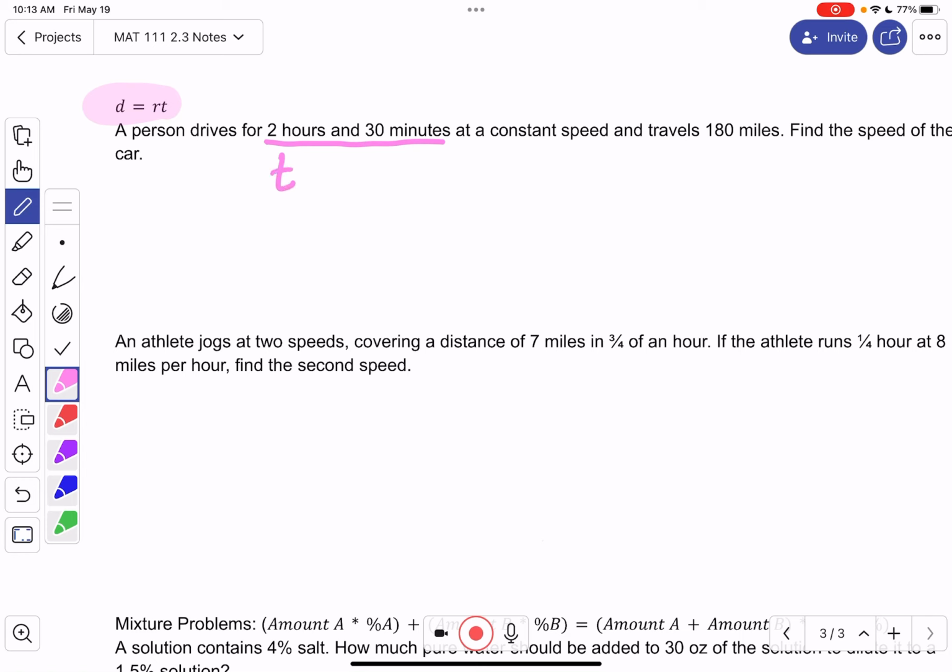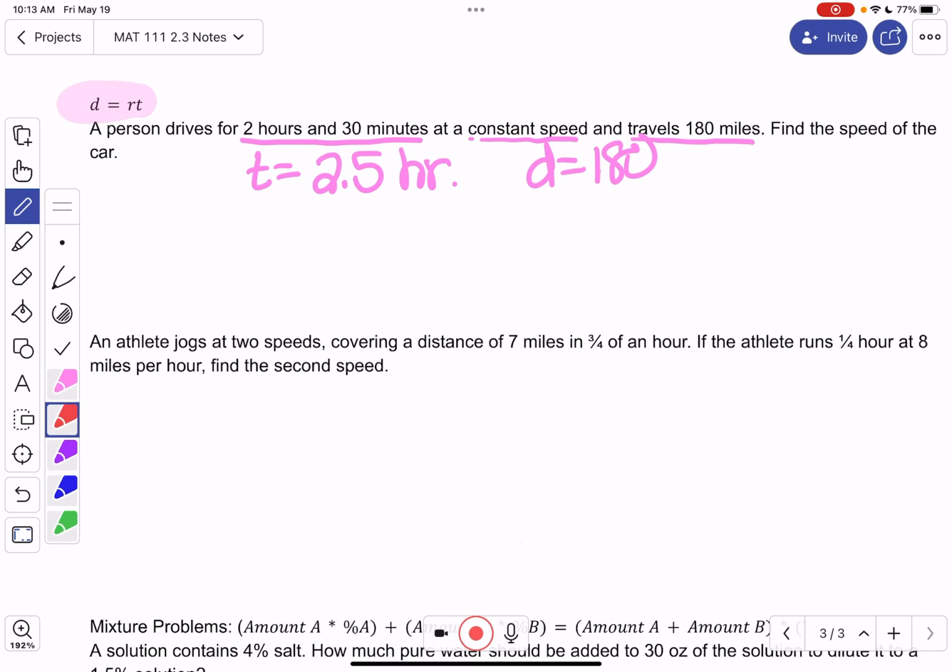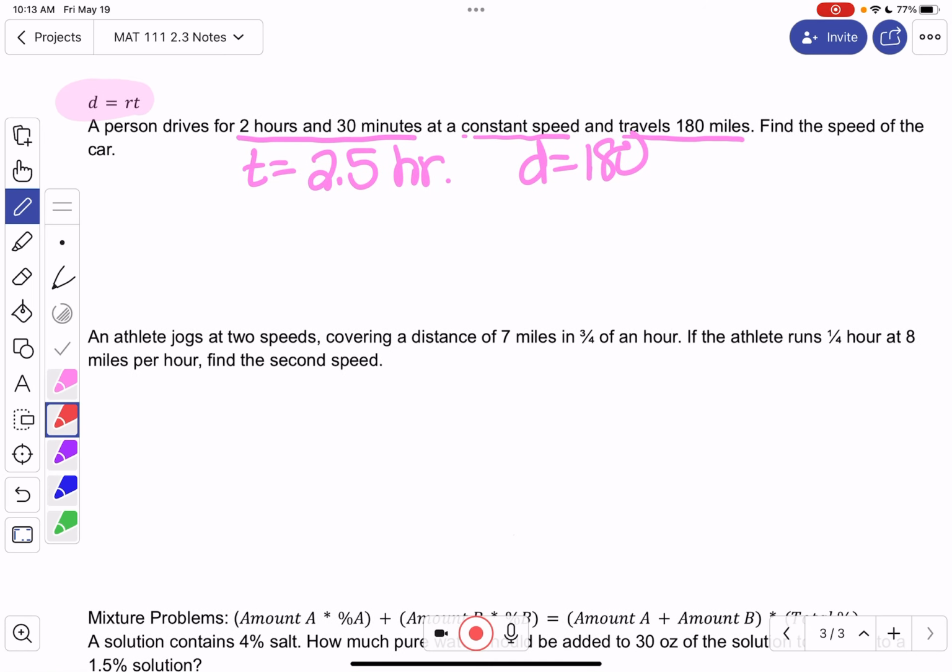That's their time. And if we turn 30 minutes into an hour, it's half an hour. And half is 0.5. So their time is 2.5 hours. They have a constant speed and they go 180 miles. So our distance is 180 miles. Find the speed. So now we write our equation. Distance equals rate times time. 180 equals rate times the 2.5 hours.